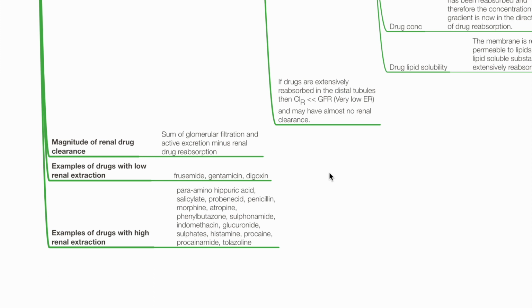gentamicin, and digoxin. Examples of drugs with high renal extraction include para-aminohippuric acid, salicylic acid, probenecid, penicillin, morphine, atropine, phenylbutazone, sulfonamide, indomethacin, glucuronide, sulfates, histamine, procaine, procainamide, and tolazoline.